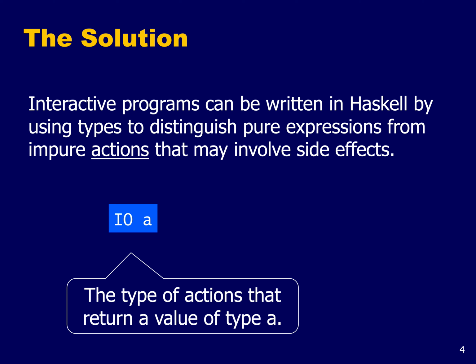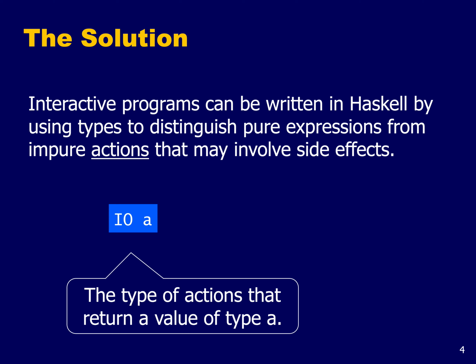So what I'm going to be talking to you about today is the solution which was developed by the Haskell language designers. And the idea is that interactive programs, which interact with the outside world while they're running, can be written in Haskell by exploiting types. And the idea is a very elegant and a very simple one. We're going to be using types to distinguish pure expressions, which do not have side effects, from so-called impure actions, which may involve side effects. So we're using the type system to keep the pure and the impure worlds separate.